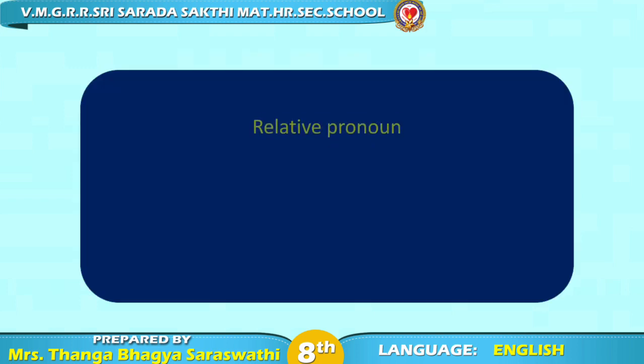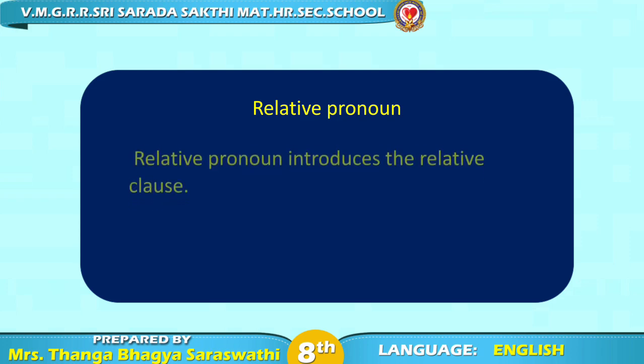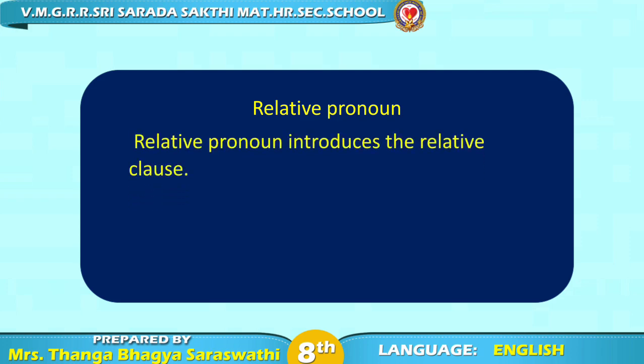Next one is relative pronoun. Relative means having a connection. What is meant by relation? Having a connection is called a relation. So what is meant by relative pronoun? It introduces the relative clause. A clause is a sentence containing a verb. What is meant by clause? It is a sentence that contains a verb. So the relative pronoun connects the relative clause.